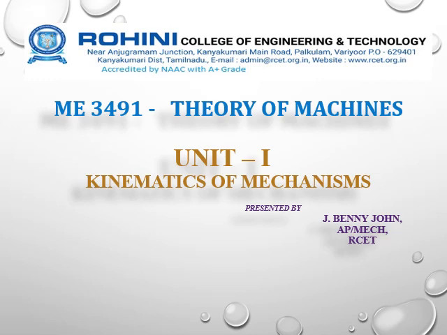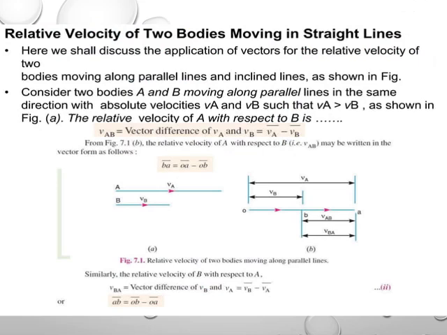Today, we are going to see about Theory of Machines, Unit 1, Kinetics of Mechanism. In this chapter, we are going to see about velocity and acceleration diagrams. First, there is the relative velocity of two bodies moving in a straight line.